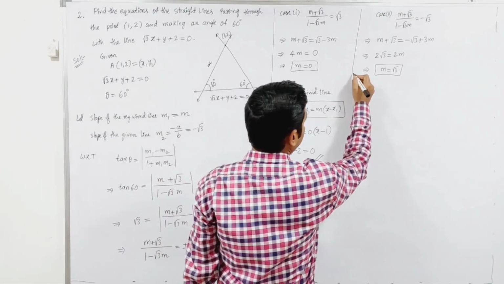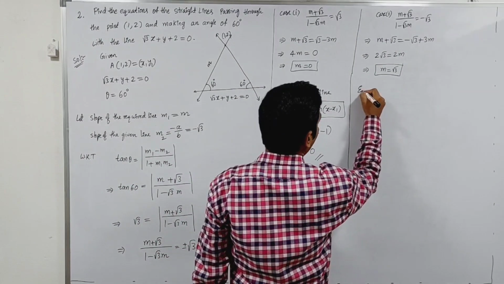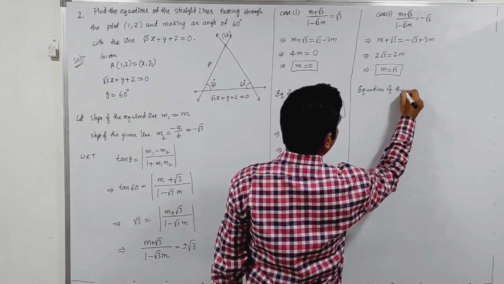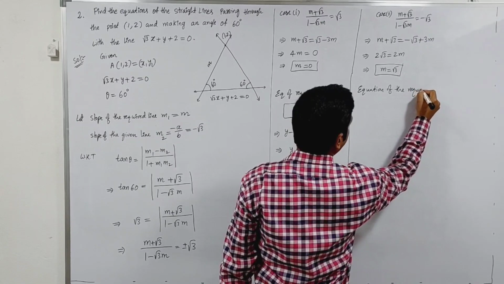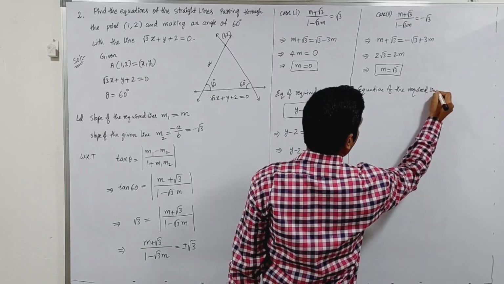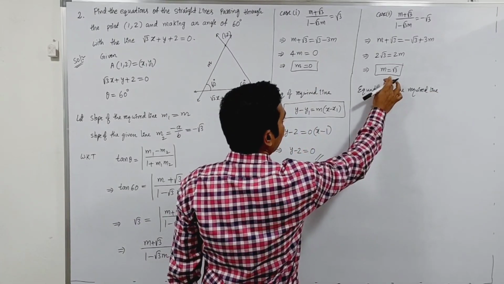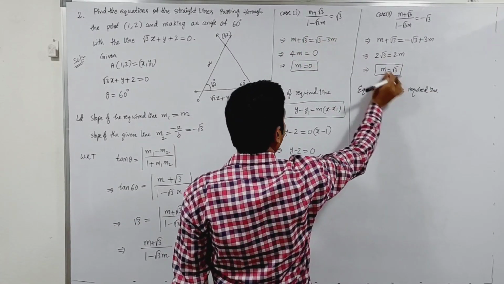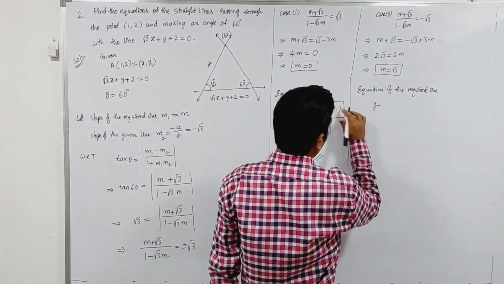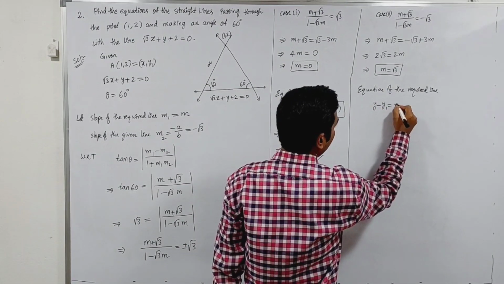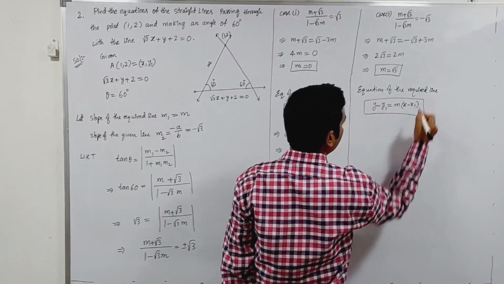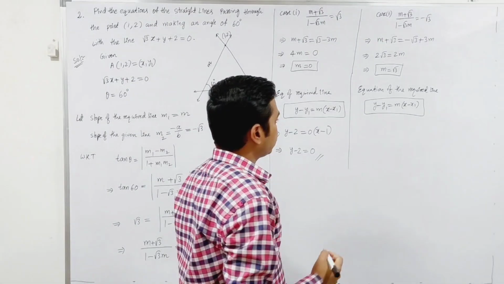Now the second case. In the second case, apply the same formula for the equation of the required line, by using slope and point. The slope point form of a straight line, that is the same formula: y minus y1 is equal to m of (x minus x1). By using this formula, we can get the second equation.